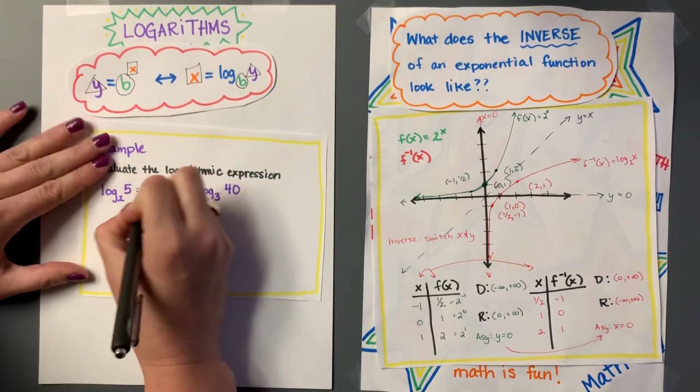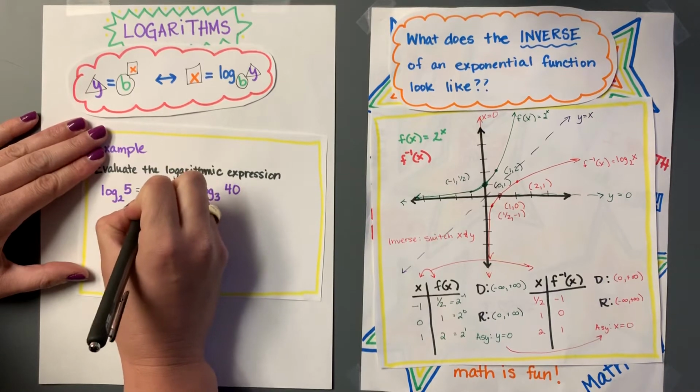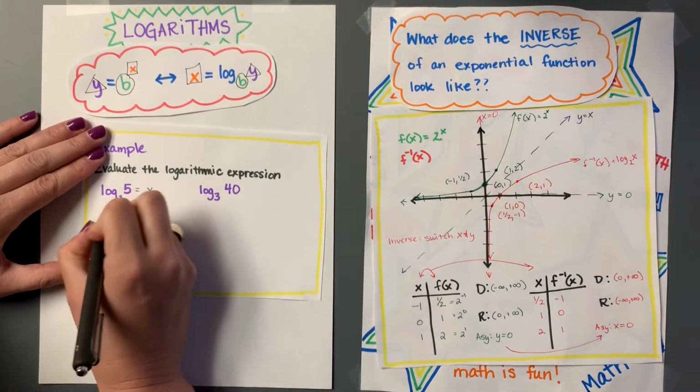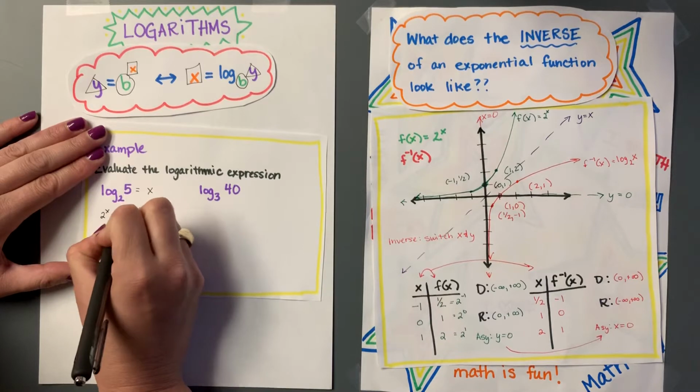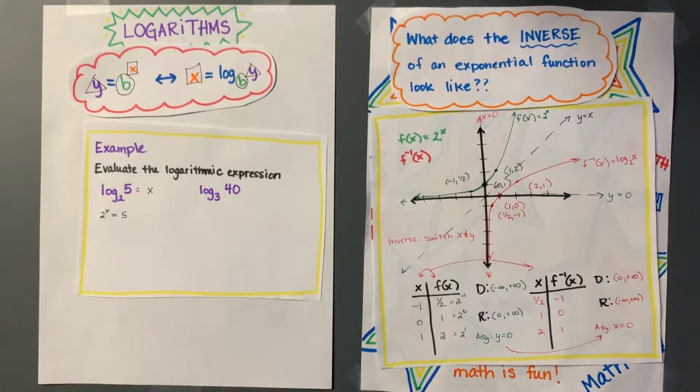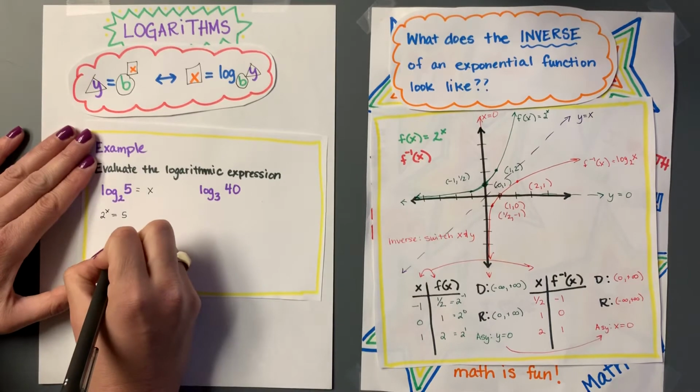So log base 2 of 5 is equal to x. So this is saying 2 to the x is equal to 5. We need a little bit more advanced methods to solve this, which we will be getting to shortly. But for right now, I want to be able to approximate this. So I'm going to take a look at the number 5.